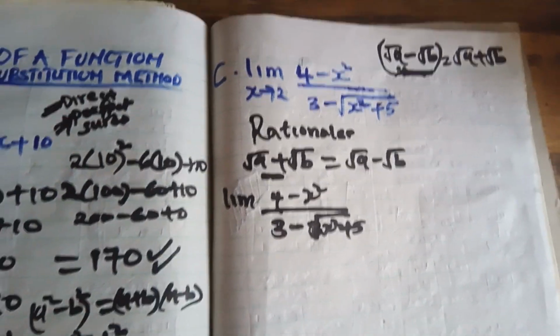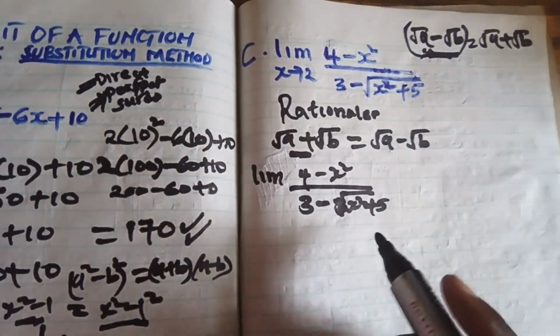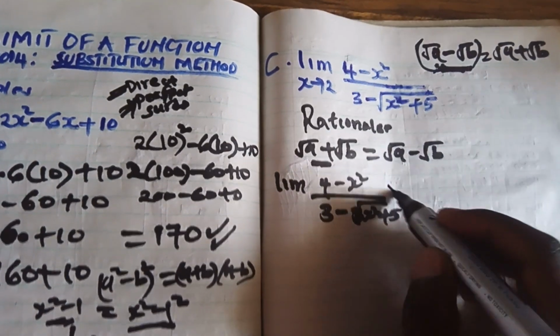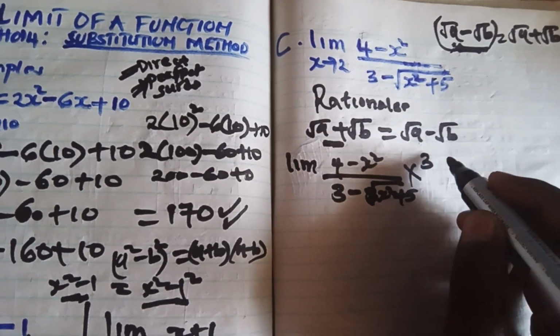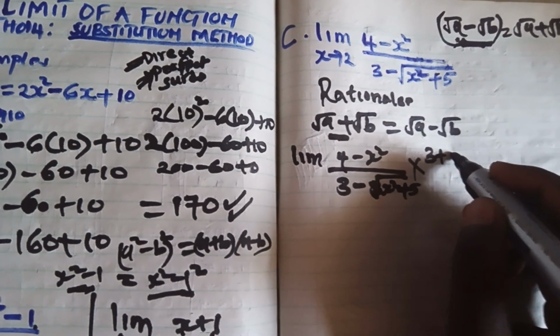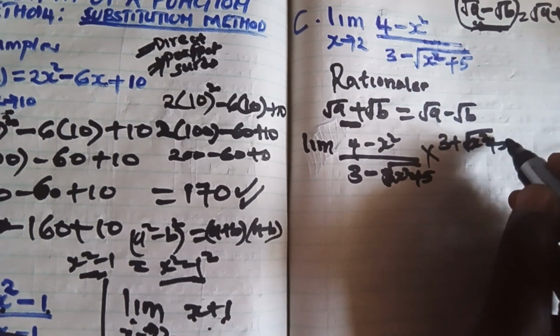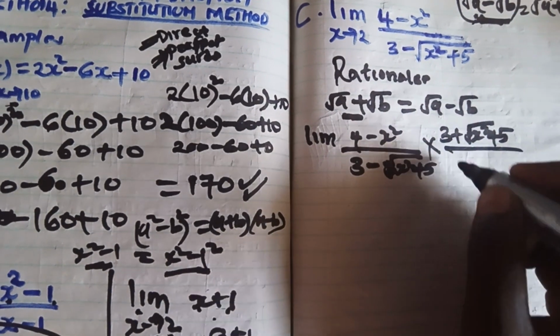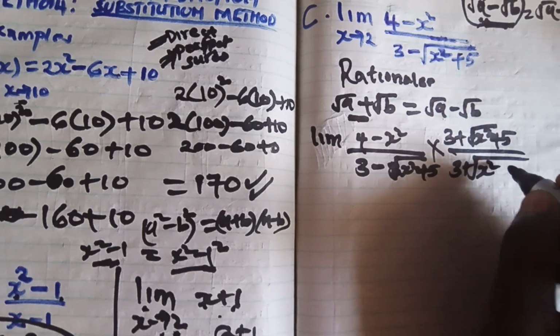Then we have to rationalize. We have now to multiply both sides by the conjugate. So we have to multiply by, this is 3 plus the root of x squared plus 5, over 3 plus the root of x squared plus 5.